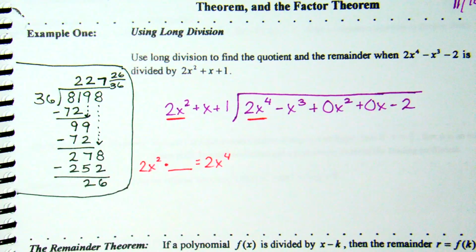Are you guys able to see the red okay? Okay, debatable there. No one on virtual is complaining, so. Okay. 2x squared times what is 2x to the fourth? Any thoughts there?